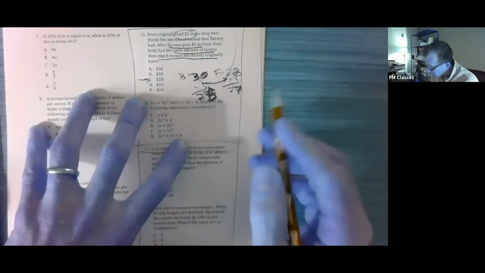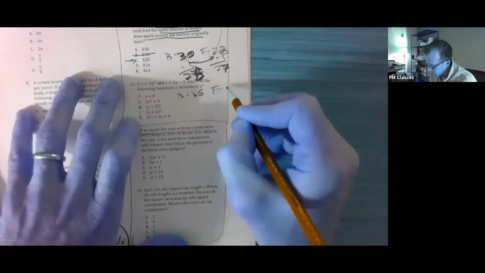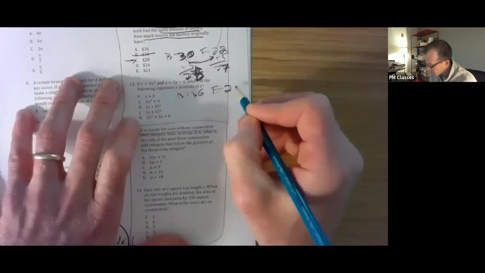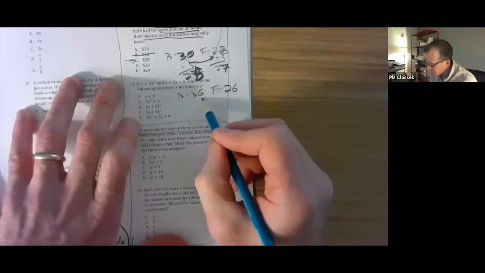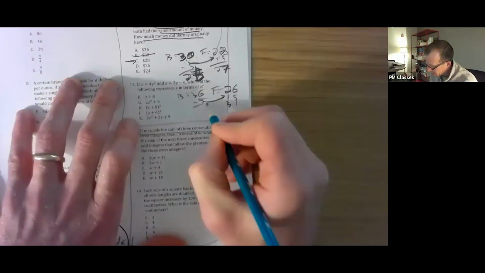That's 27, close. So let's go up to 36. Barney has 36. A third of 36 is 12, so 2/3 of 36 is 24. And Fred has 2 more than 2/3, 2 more than 24. Fred gives $5 that way, plus 5, loses $5. Aha, we have our right answer. All right, moving on to number 12.